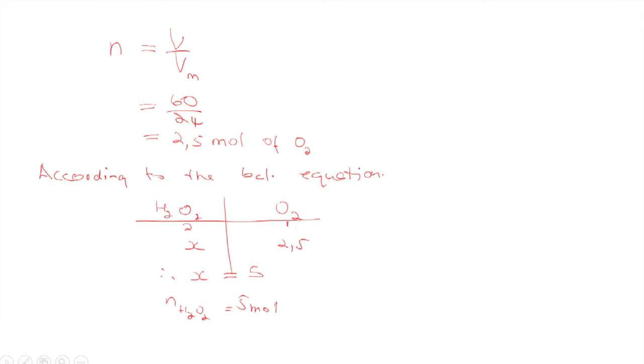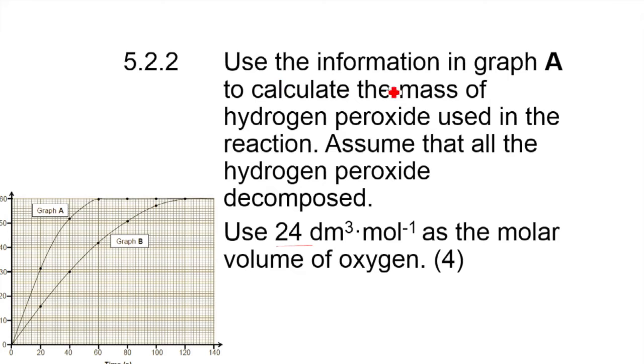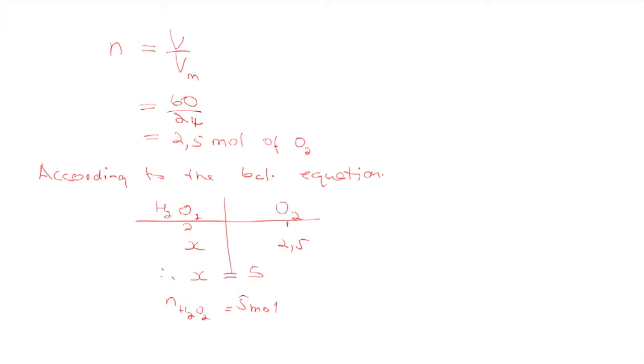But what was the question about? To calculate the mass of hydrogen peroxide used, the mass. So we therefore have to find the mass. We've got now N. And how can we get mass? Remember, we have N is equal to M over M. So we can get that, isn't it? So we've got this already.